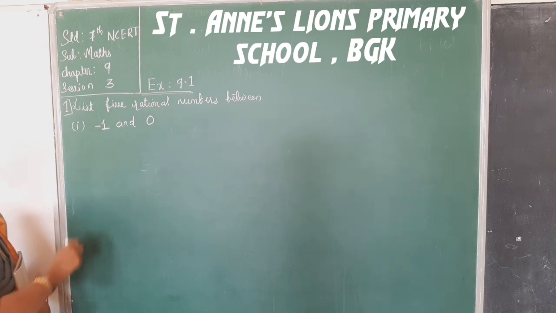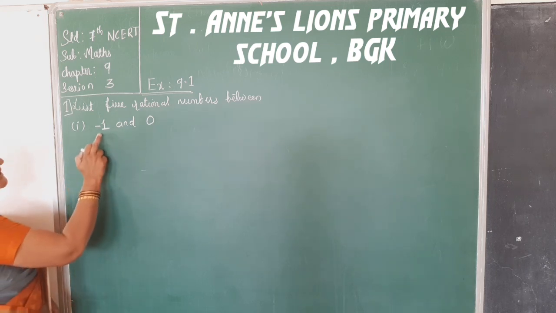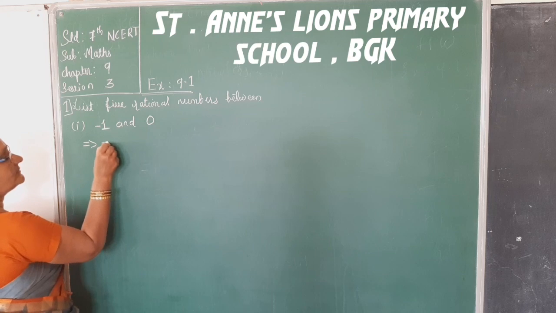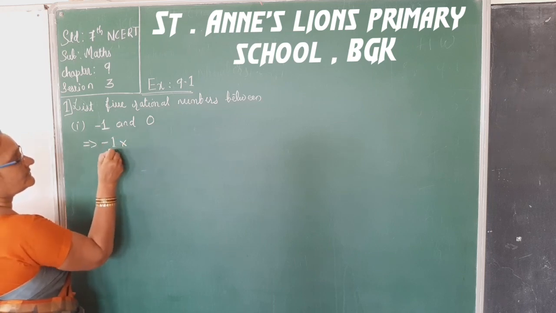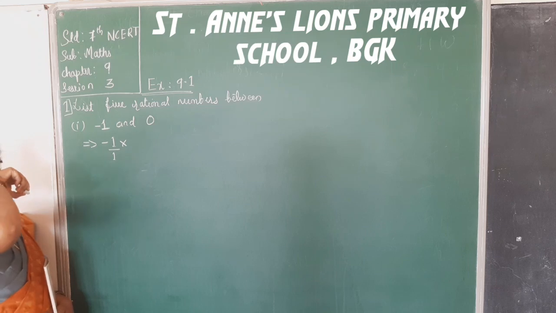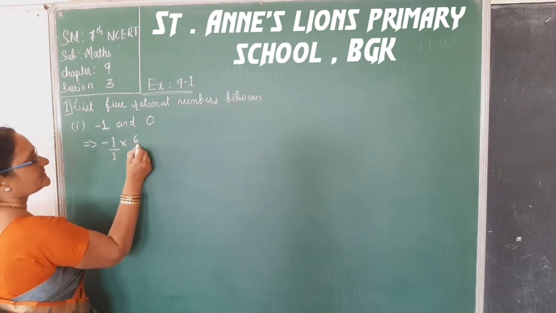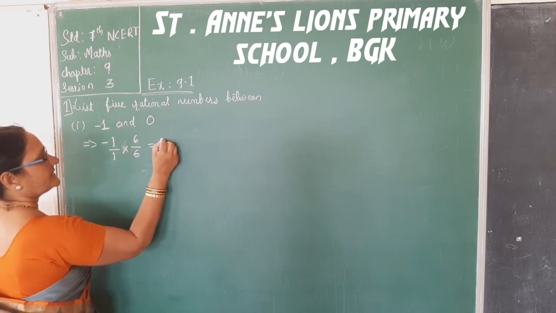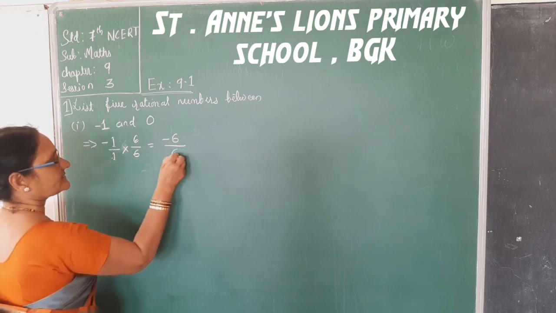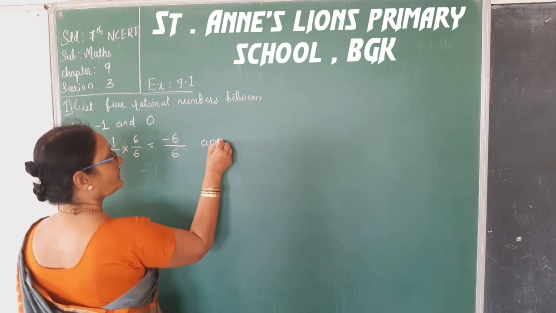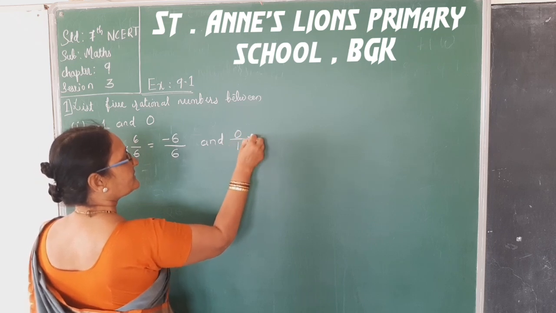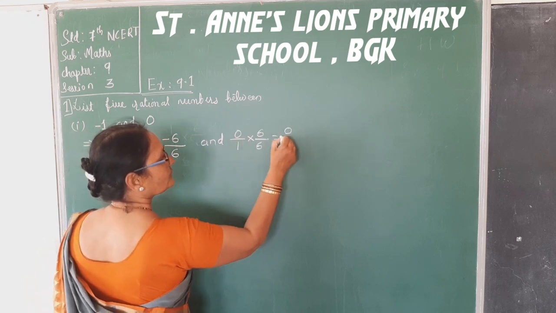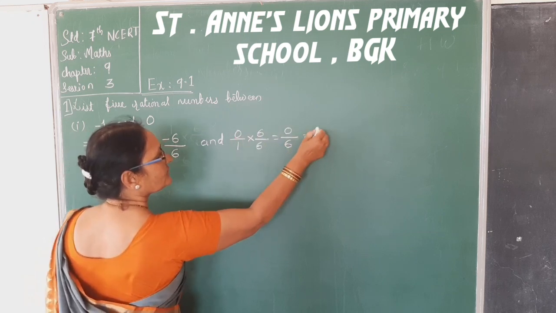If you want 5 rational numbers, as I explained, we have to multiply these two numbers by 6 by 6. Minus 1 can be written as minus 1 by 1, since rational numbers are in the form p by q. So minus 1 by 1 into 6 by 6 is minus 6 by 6, and 0 by 1 into 6 by 6 is 0 by 6, which is nothing but 0.